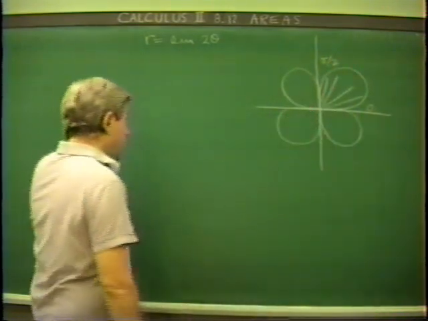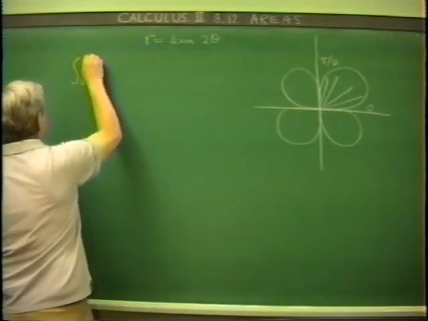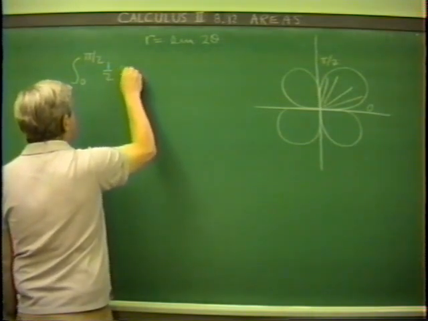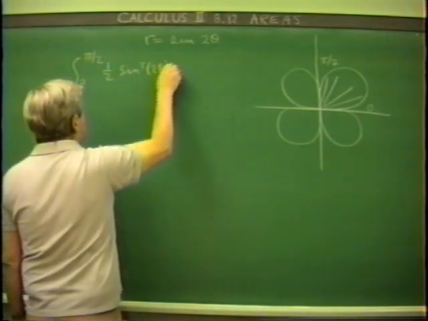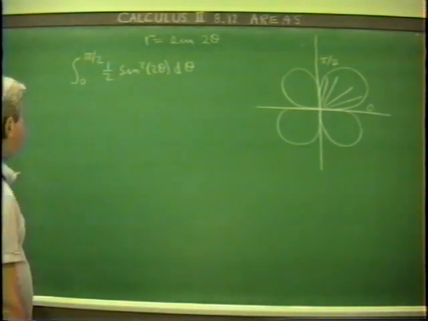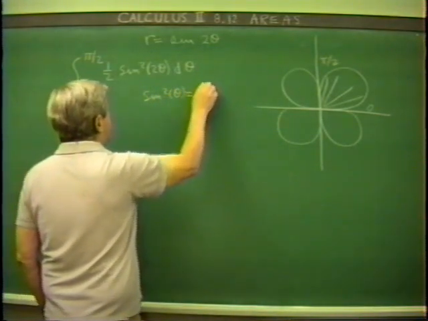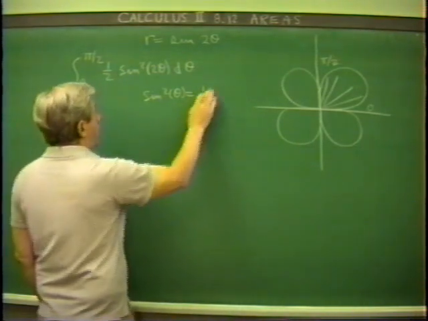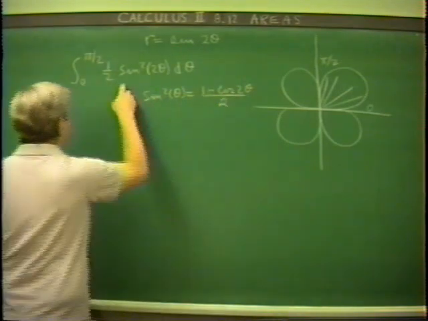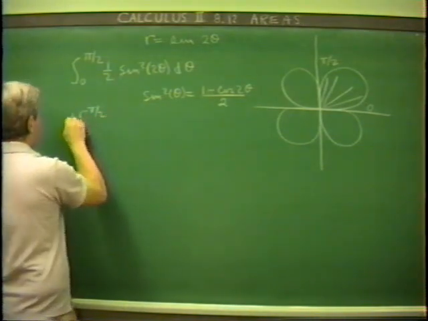This part right in here is plotted between the angle 0 and pi over 2. And so we ought to be able to find the area of this by taking the integral from 0 to pi over 2 of 1/2 r squared, which is to say sine squared of 2 theta d theta. Right? And now for this purpose, we want to use the fact that sine squared of theta is equal to (1 minus cosine 2 theta) over 2.